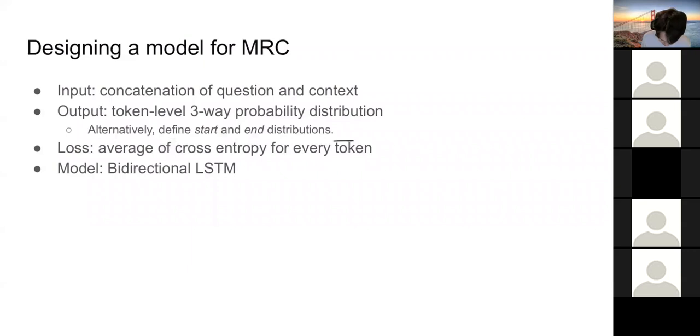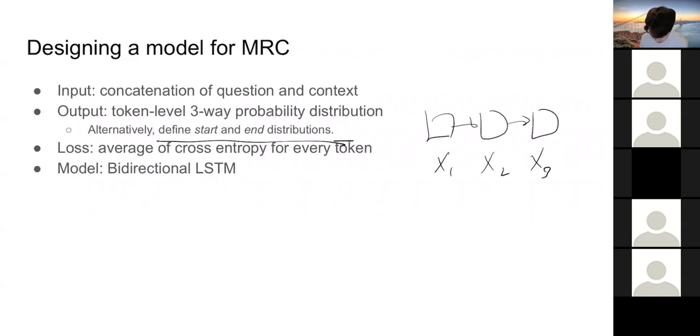But what do I mean by defining start and end distributions? If you do a token-level three-way probability distribution, suppose you have three inputs and you use an LSTM. Suppose I have just four LSTM cells, and you will have outputs here. This output will be mapped to three-dimensional vectors. It's not a good drawing. This corresponds to a token-level three-way probability distribution.